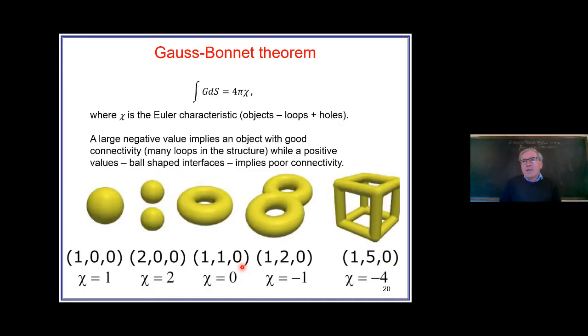configuration. But you might say, well, I get volume because that shows how much I've got. I can see interfacial area and curvature may mean something, but this Gaussian curvature seems a bit obscure. What does it mean? Well, there is this remarkable theorem called the Gauss-Bonnet theorem that says that the integral of this Gaussian curvature over an object is 4 pi times chi, and chi is an integer. It's called the Euler characteristic, and it's essentially the number of objects minus the number of loops plus the number of holes.